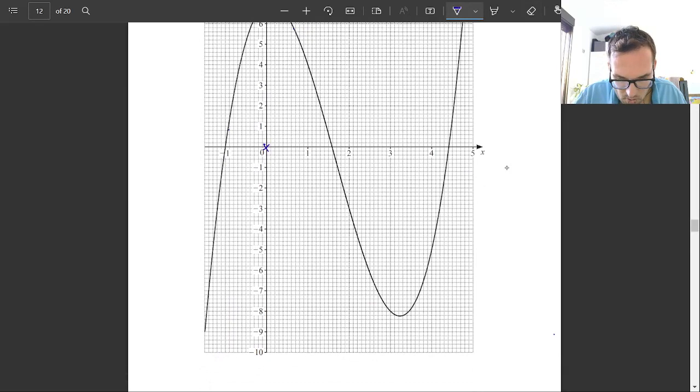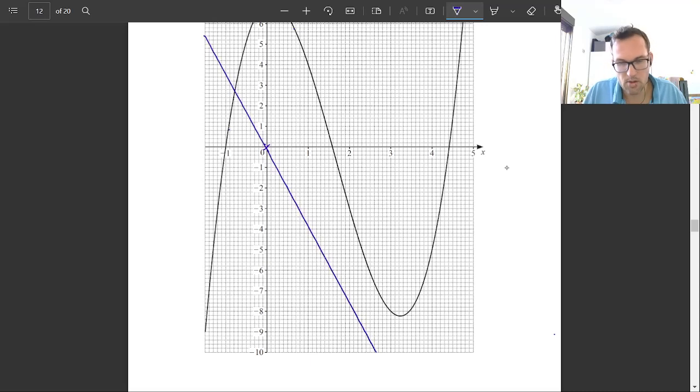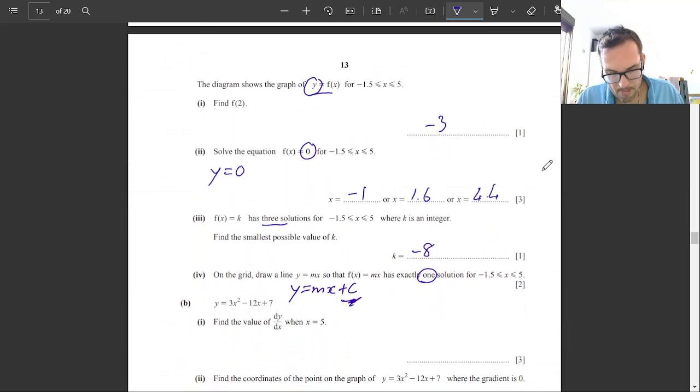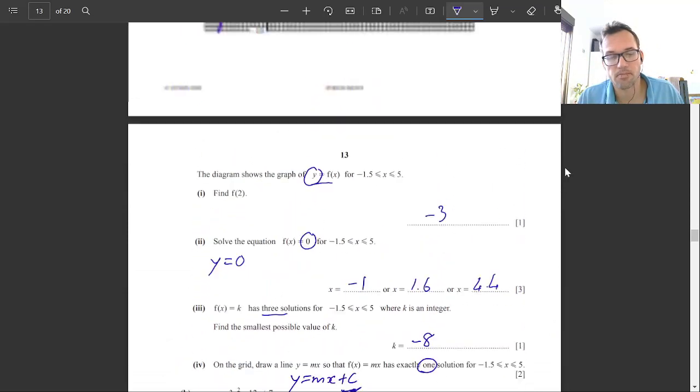I like this one more. It's clearer. And there we go. One solution crosses the graph once, goes through the center. That's how you get that mark. 2 marks rather. You've done it.